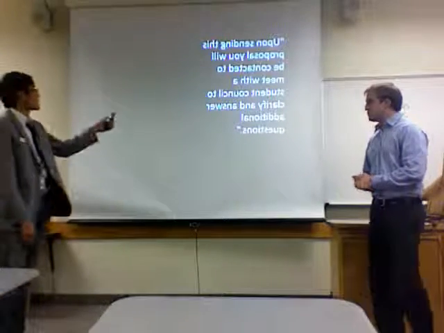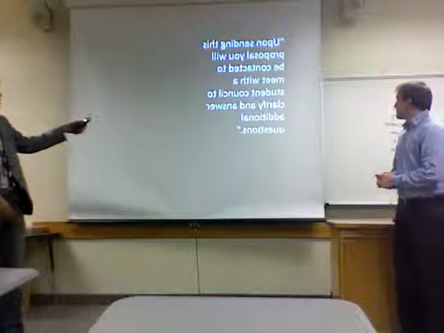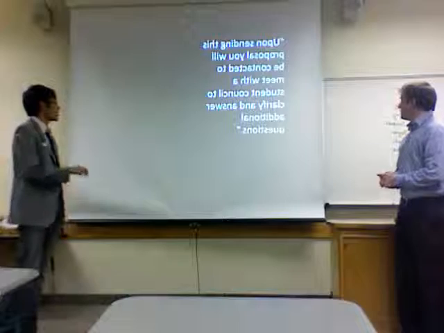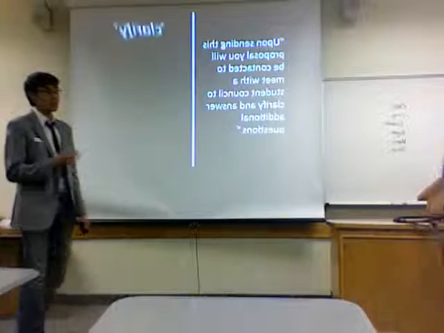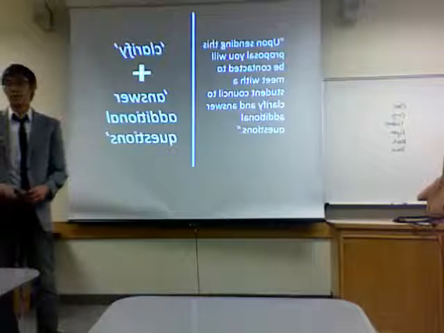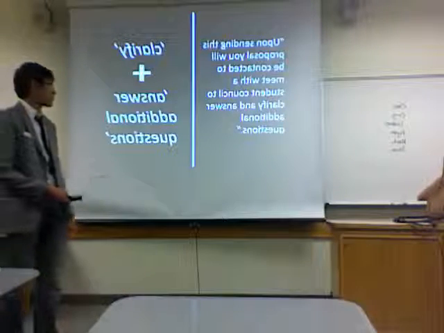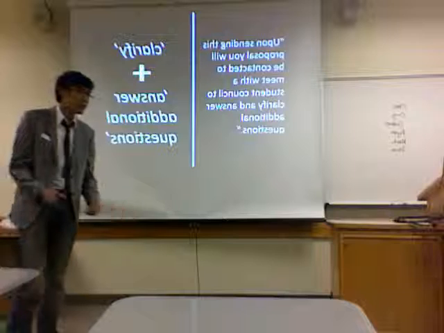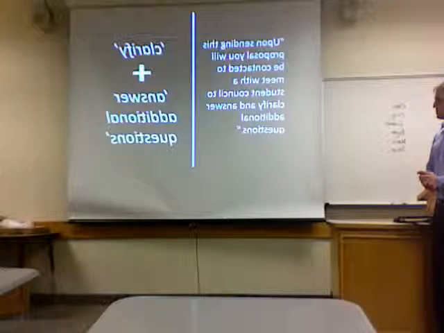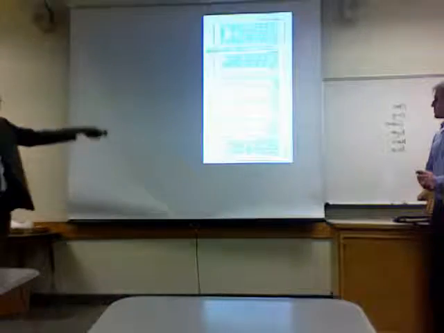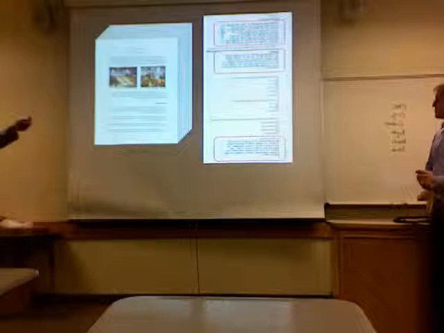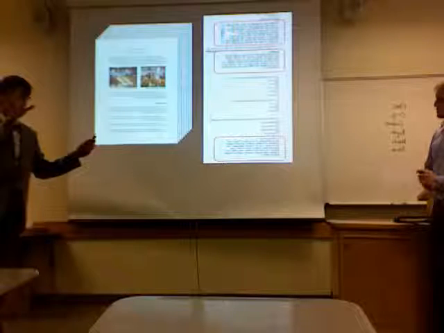This is another one of those messages that you'll see as you go throughout your approval process. It says, upon sending this proposal, you'll be contacted to meet with the student council to clarify and answer additional questions. And I've gone through this process a couple times and seen this process fail even more times than that. I just want to help you understand what they mean by clarify and answer additional questions. Remember those 3 boxes that Jason was talking about? Those 3 boxes can easily become a 9-page, single-spaced document.